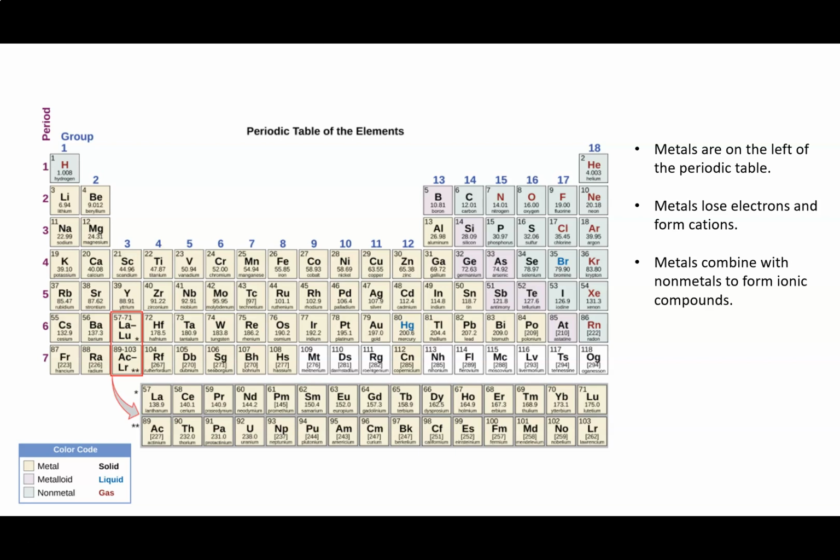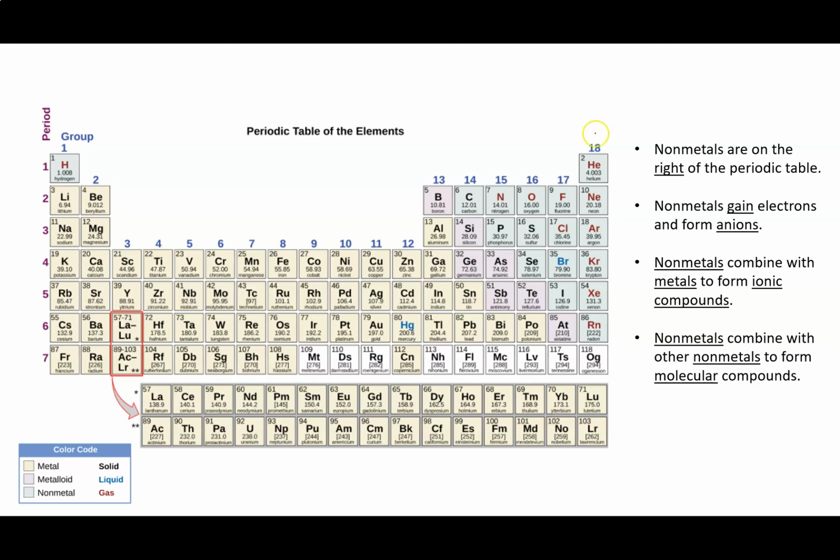So just reviewing the periodic table again, we know that metals are on the left of the periodic table and make up most of the periodic table. In this periodic table, they're indicated in this yellowish color. And the key property of metals is that they tend to lose electrons to form cations. And the types of compounds that metals form are ionic compounds where they combine with non-metals. So metals form ionic compounds. In those ionic compounds, the metals are present as cations. The ionic compounds are formed between metals and non-metals.